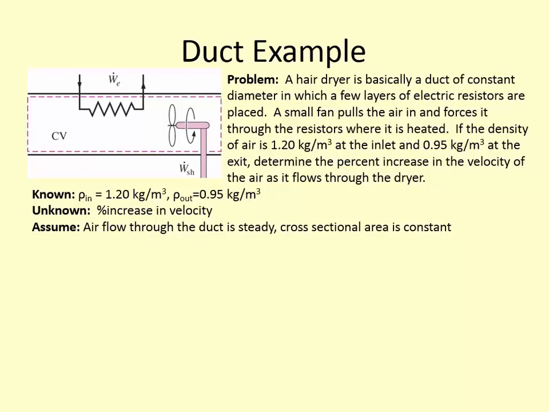If the density of air is 1.2 kilograms per meter cubed at the inlet and 0.95 kilograms per meter cubed at the outlet, determine the percent increase in the velocity of the air as it flows through the dryer. So we know the density in and the density out. We need to find the percent increase in velocity. So how would we approach this problem?